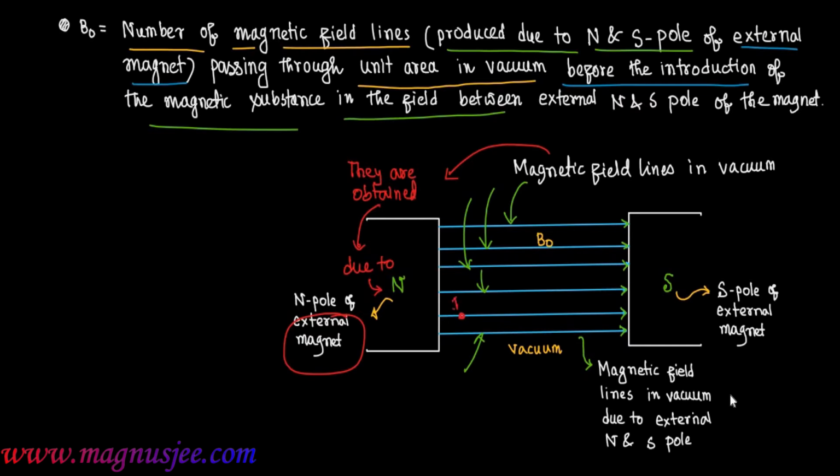If a unit north pole is placed at this position in the diagram, that unit north pole experiences a magnetic force B0 due to the N pole of the external magnet. That means B0 is the magnetic field induction acting in vacuum before the introduction of the magnetic substance between the N and S pole of the external magnet.